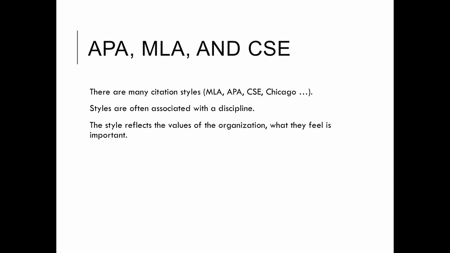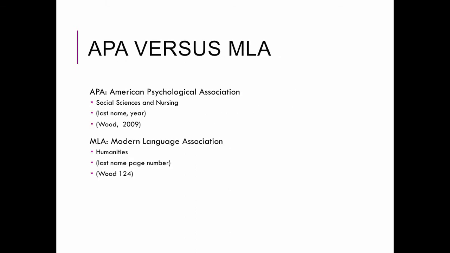There are many citation styles. APA, MLA, CSE, and even Chicago are four that you might see in the university. The styles are often associated with a particular discipline, and the style reflects the values of the organization and what they feel is important. Chicago is often used in journalism, CSE is often used in the sciences, and APA is often used in the social sciences.